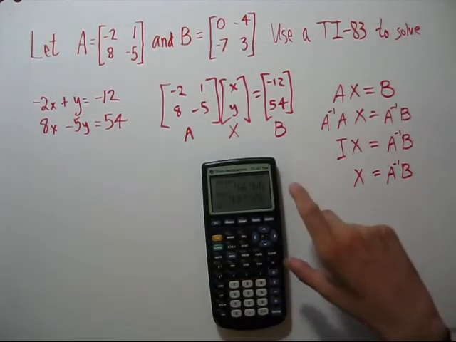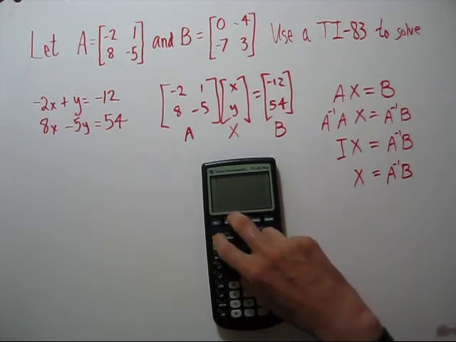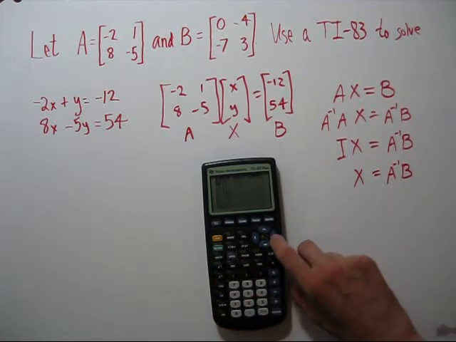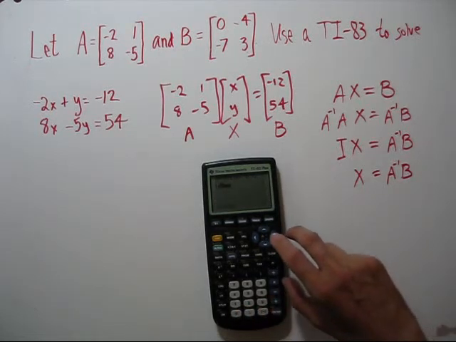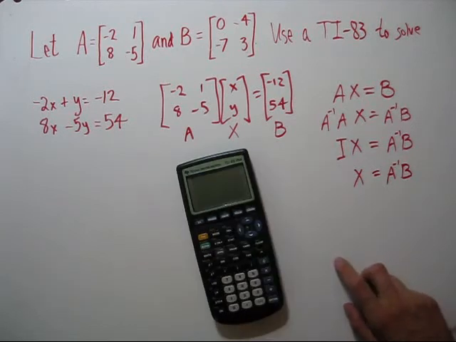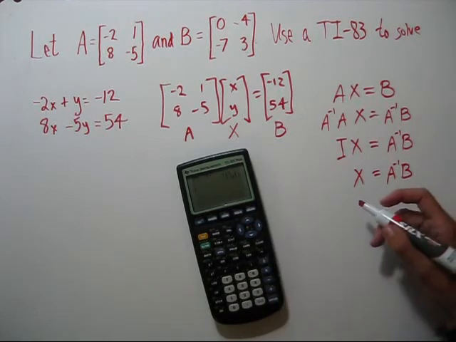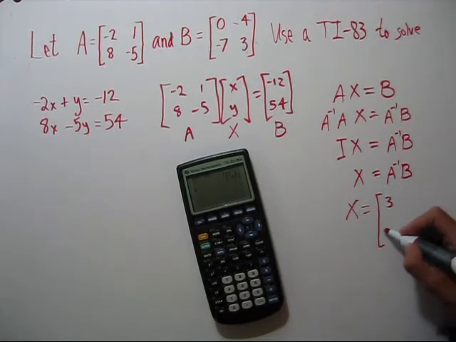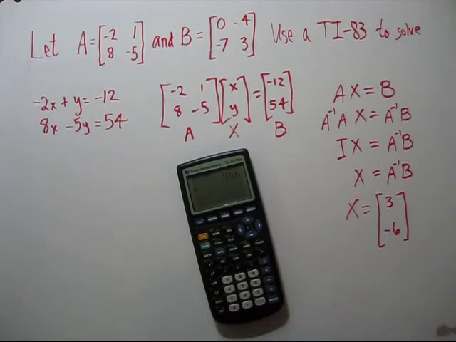So what we need to do is enter -1, 2, 5, 4 into B. So you go second X inverse, which is matrix, and then edit B. Change the dimensions to 2 by 1. Once you've entered it, quit out of there. Now we're at our main screen, and just type A inverse times B. We get that X equals 3 and -6, and you can check that if you're so inclined.